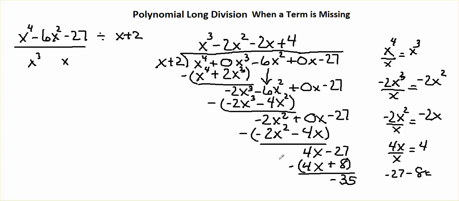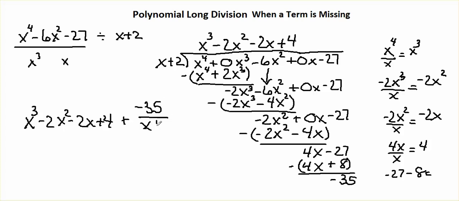So here again we have a remainder, and the way that we write our answer in the correct form is x cubed minus 2x squared minus 2x plus 4, and then we're going to add to it the negative 35 over x plus 2. And that is our final answer.